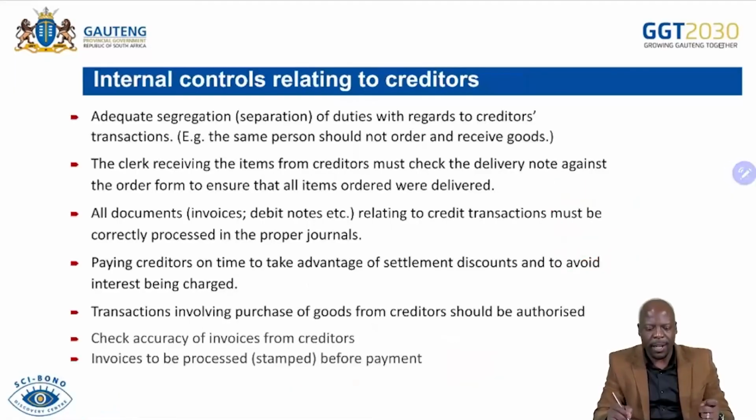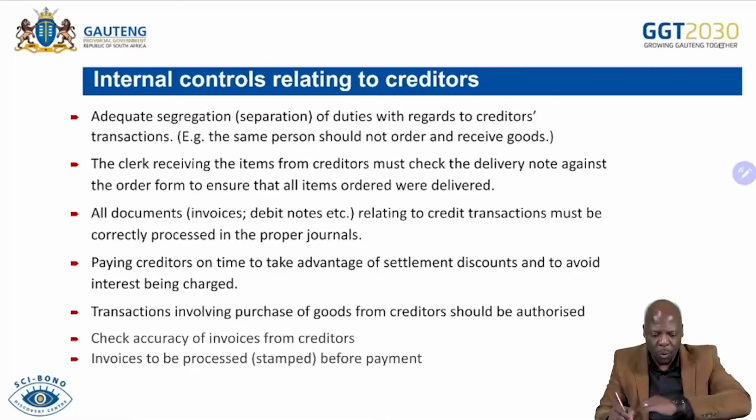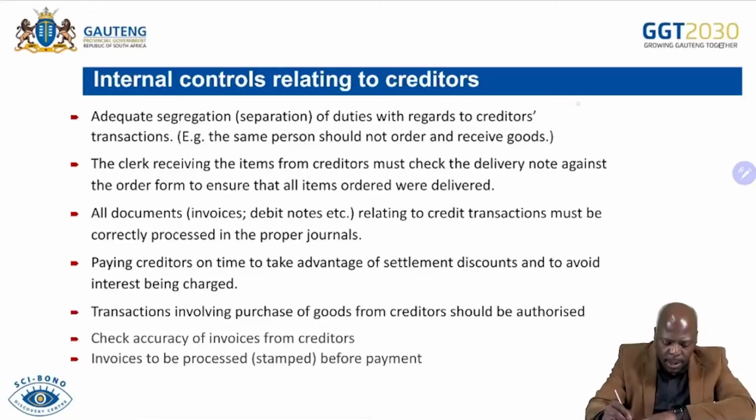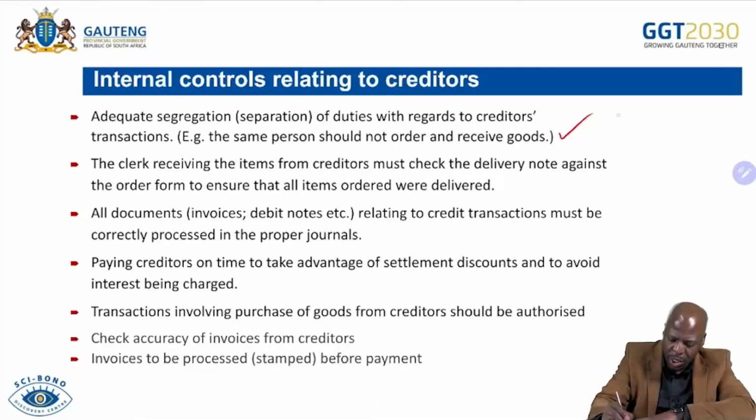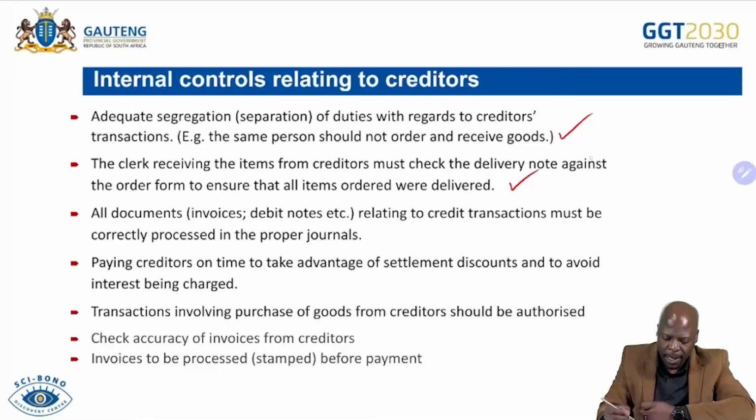It is important, however, learners, that we understand that there has to be internal controls that relate to creditors. All right? One of the things that we must ensure is that there is adequate segregation or separation of duties with regards to creditors. For example, the same person should not order and receive goods. There should be the separation of duties. And the other aspect that I also want to allude to is that the clerk receiving the items from the creditors must check the delivery note against the order form to ensure that all items ordered are delivered. So this must be done physically, okay?